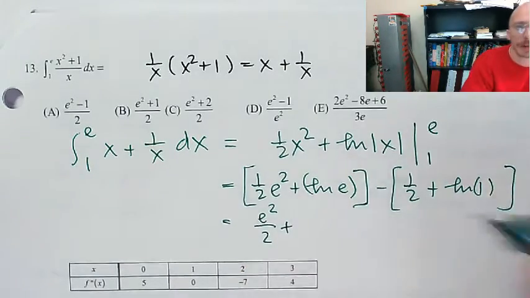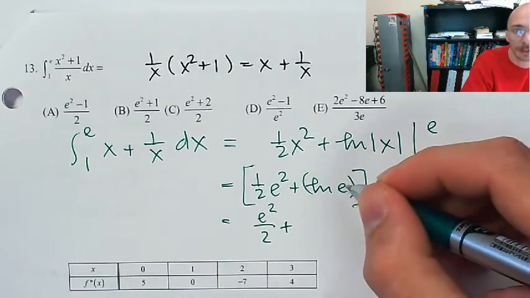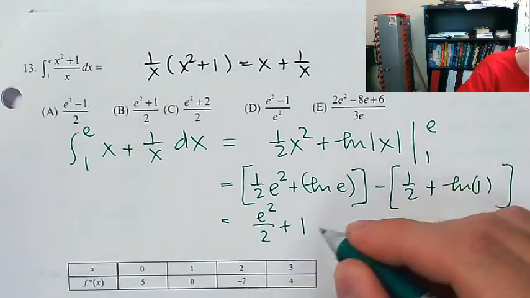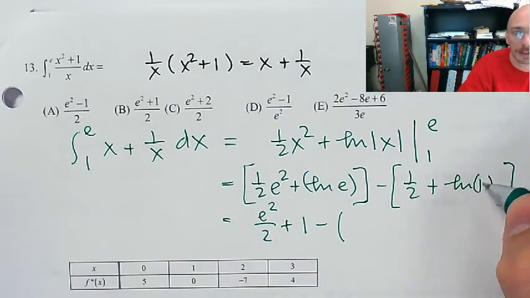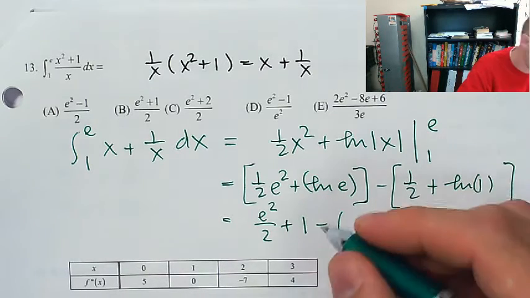Log of e is the exponent I put on e to get this number e, and that's going to be 1. Minus, over here log of 1 is the exponent I put on e to get this number 1, and I'm going to put the 0 exponent on to get 1, and so that'd be minus just this half.